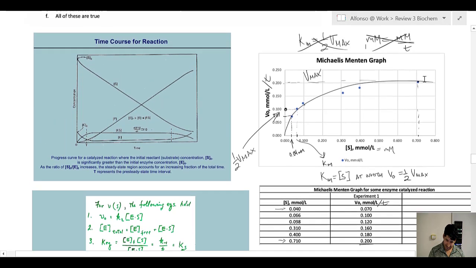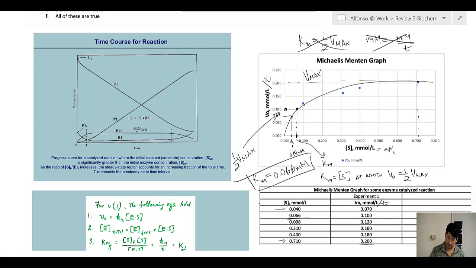All right. Okay, so we found our Km value, and the Km value is this number right here, which corresponds to this dot, which is 0.066. So your Km is 0.066 millimolar. And that is your substrate concentration at which your initial velocity is equal to 1/2 the Vmax. All right, let's proceed.